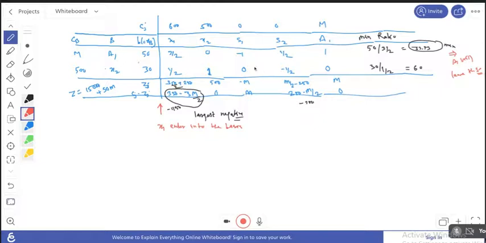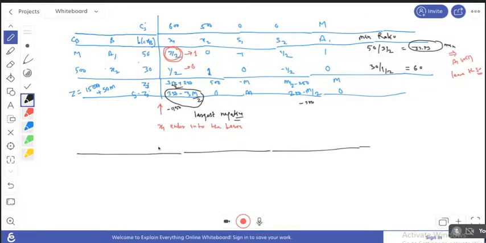Now for this column and this row, this is your key element, which is the intersection of this column and row. You maintain this equal to 1 and this 0. After reducing them, your table is now reduced in this form.